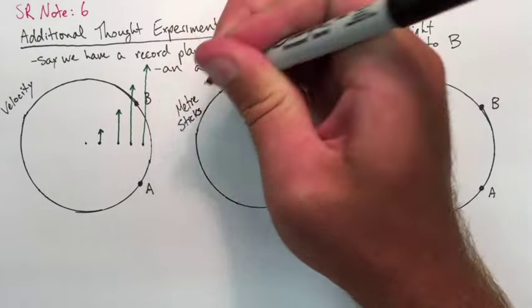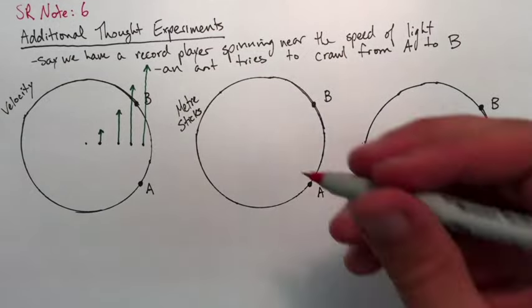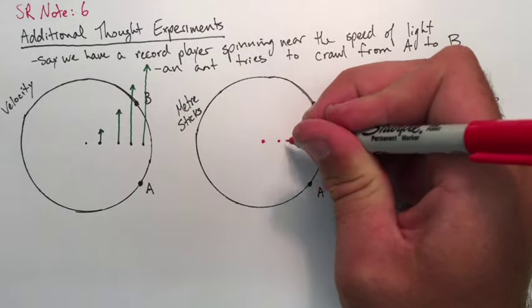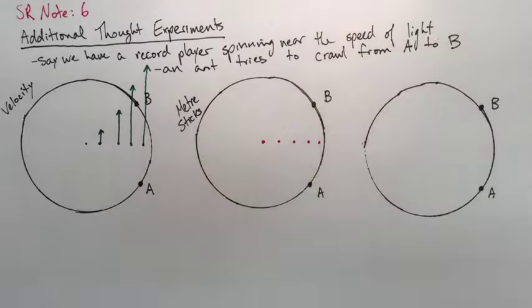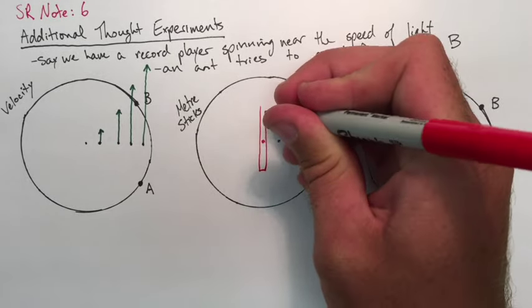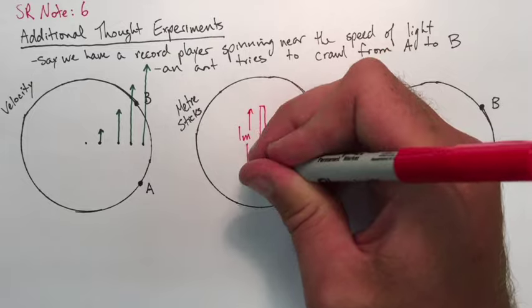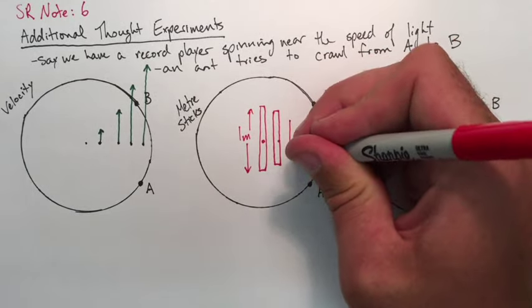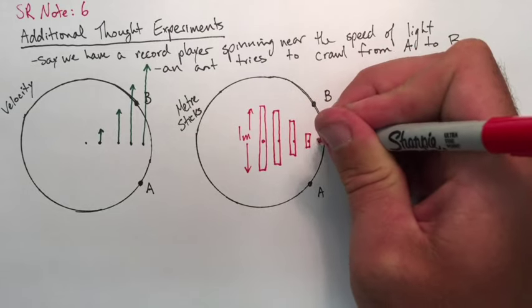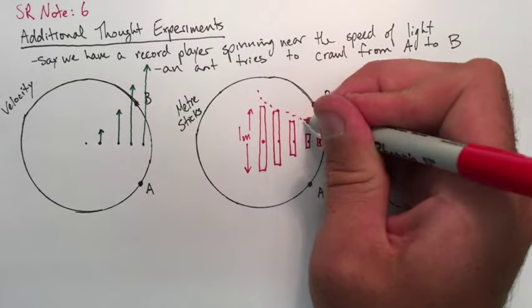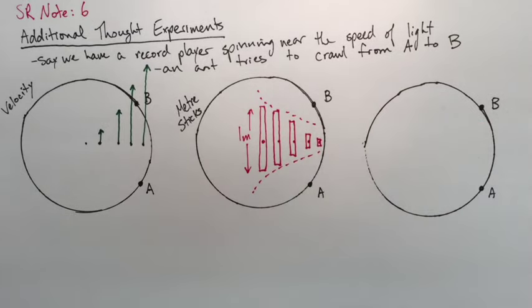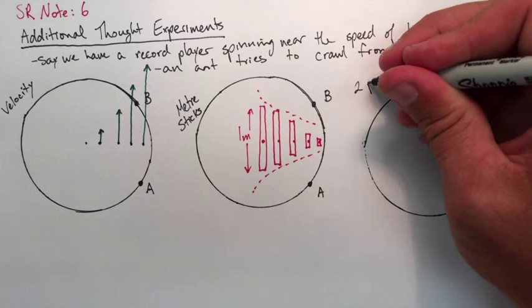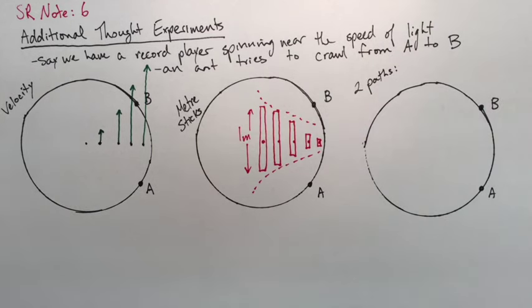So how is that going to affect a meter stick? If I pick up a meter stick and put it near the center versus the outside, near the center it's going to look pretty normal. It's going to be that length. But as I start moving to the outside, length contraction is going to occur. It's going to get smaller and smaller and smaller. So remember, there are still meter sticks, but because of length contraction and because it's faster near the edge, they're going to look smaller. So let's say the ant has a choice of two paths.